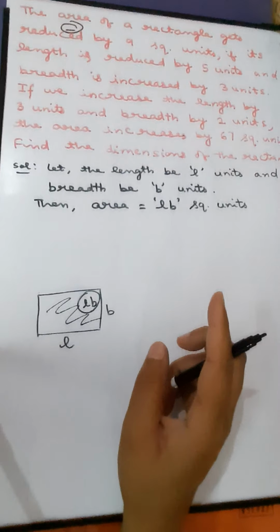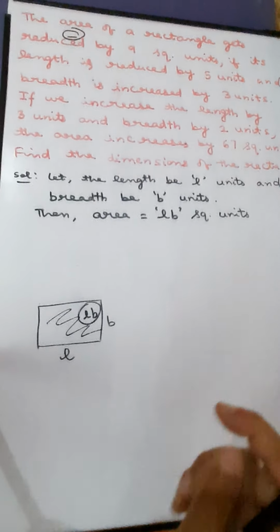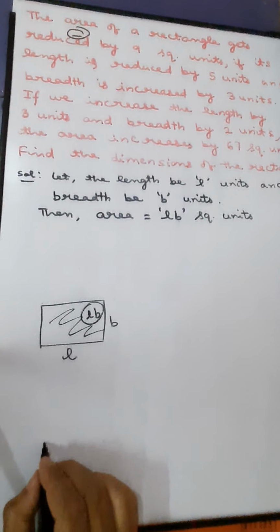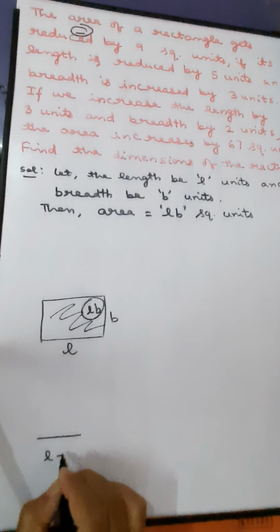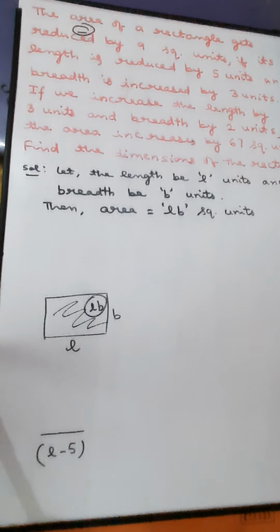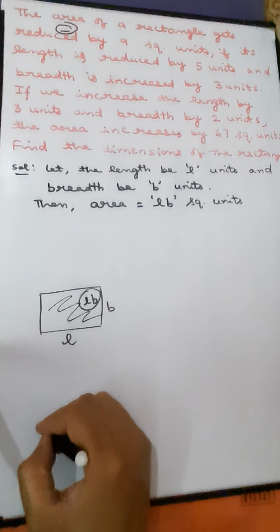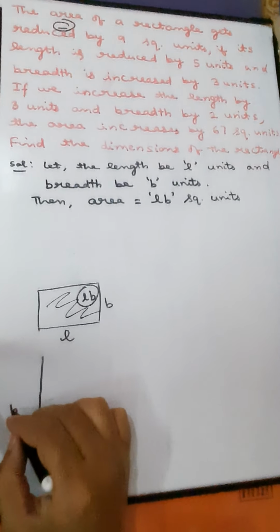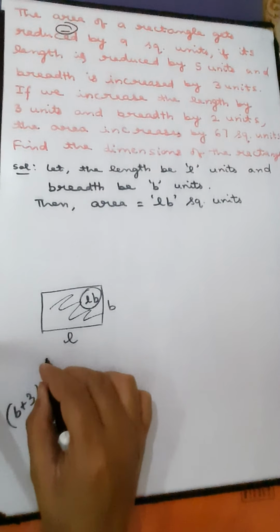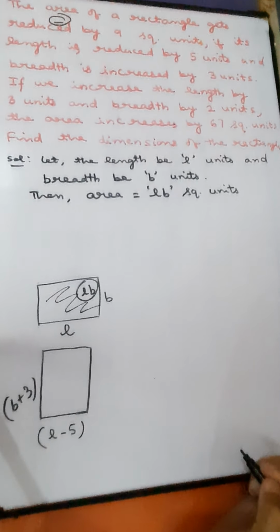But when will it happen? If its length is reduced by 5. Initially it was L. So now it is, let's say, L minus 5. Right? And breadth has increased by 3 units. So instead of B, it has become B plus 3. So this is the new case of the rectangle.